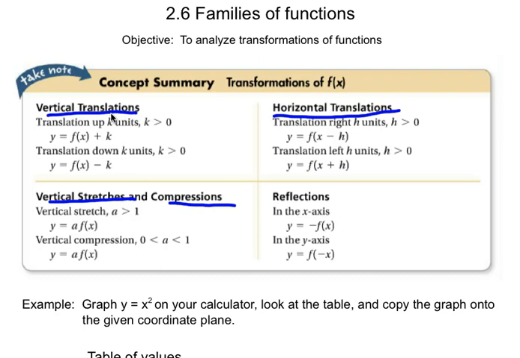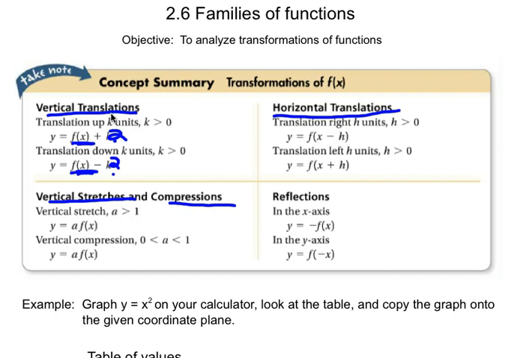So let's just take a quick look. If I want something to go up and down, I simply take my function, whatever it is, f of x, and I add or subtract something. And that'll change the y. That'll move it up and down. So if I want to go 2 up, I simply would add 2. If I want to go 2 down, I would subtract 2, which is the same as adding a negative.